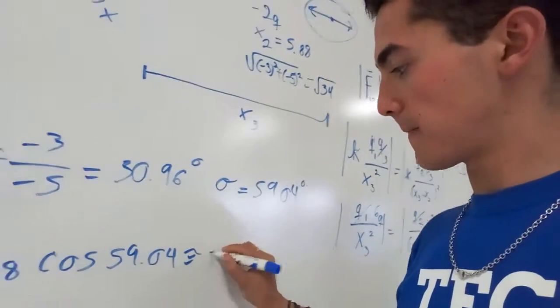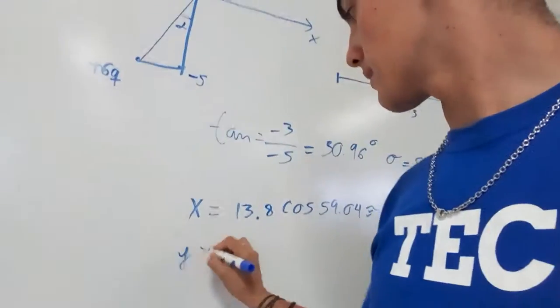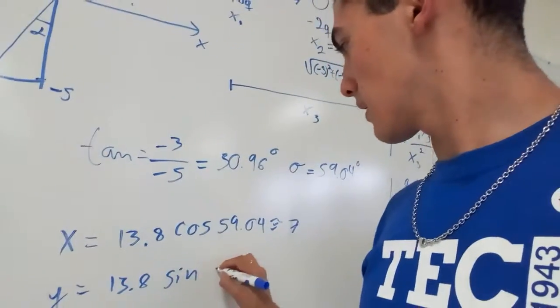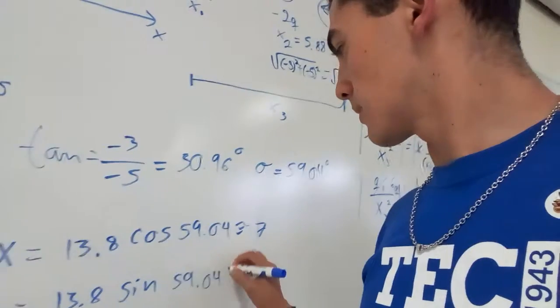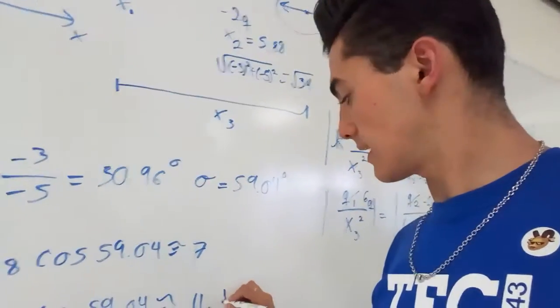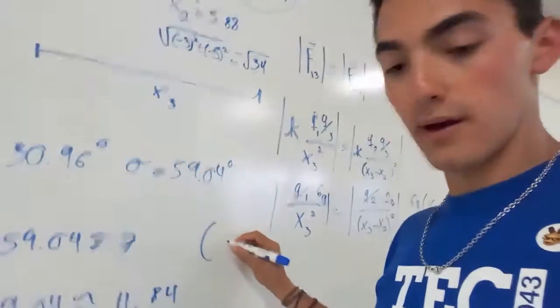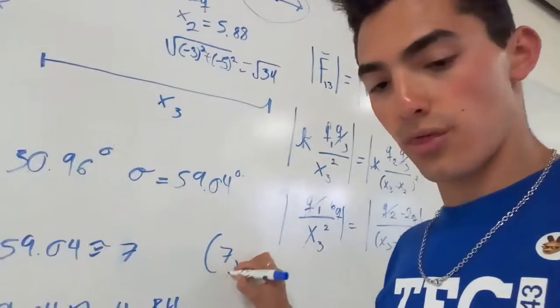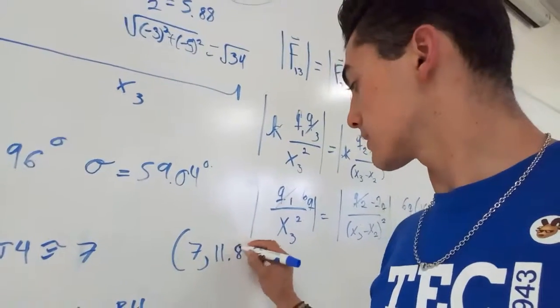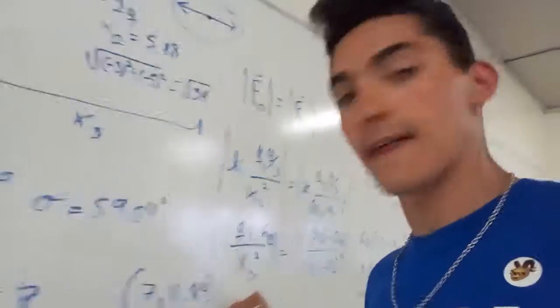And the y will be 13.8 times the sine of 59.04, that will be more or less 11.84. So the coordinates for the charge 3 are 7, 11.84.